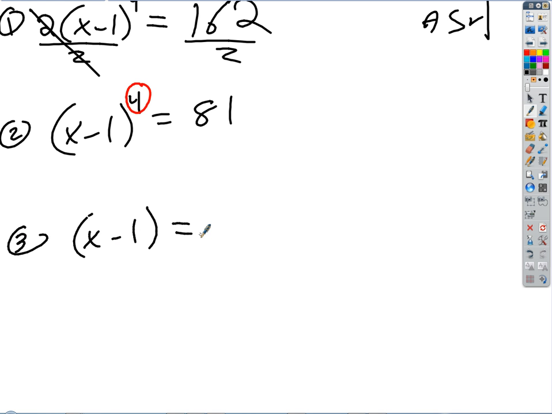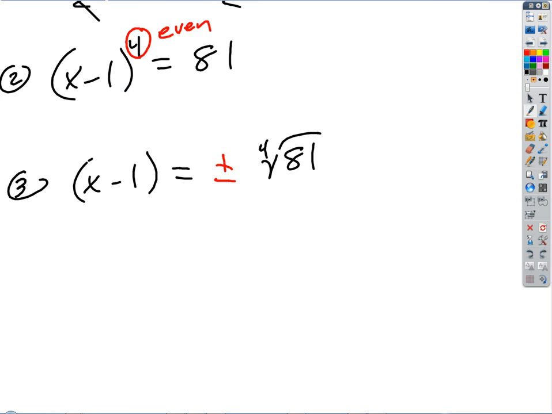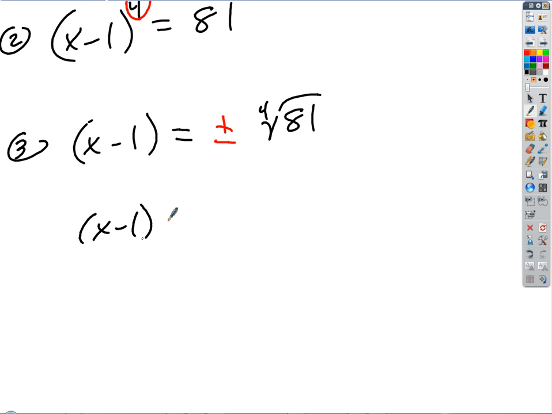Okay. So if we take a 4th root of both sides, then I'm going to get x minus 1 equals, now that's even, right? Because that's even, if I do a 4th root, I have to put a plus or minus, because I get 2 answers for an even. So I'm going to put plus or minus the 4th root of 81, which you already told me is just 3. 3 times 3 is 9, times 3 is 27, times 3 is 81. So that's going to give me x minus 1 equals plus or minus 3, right?